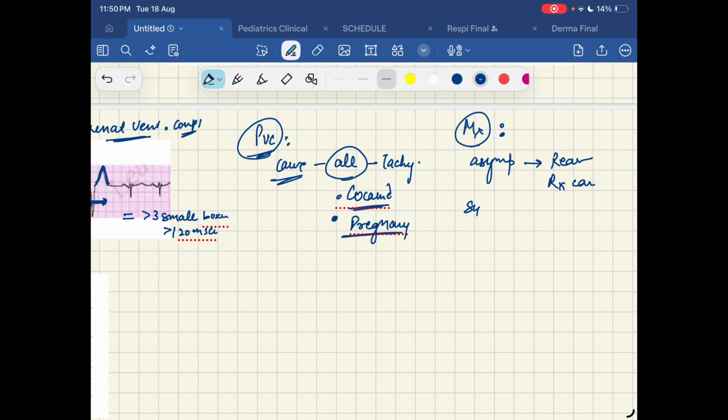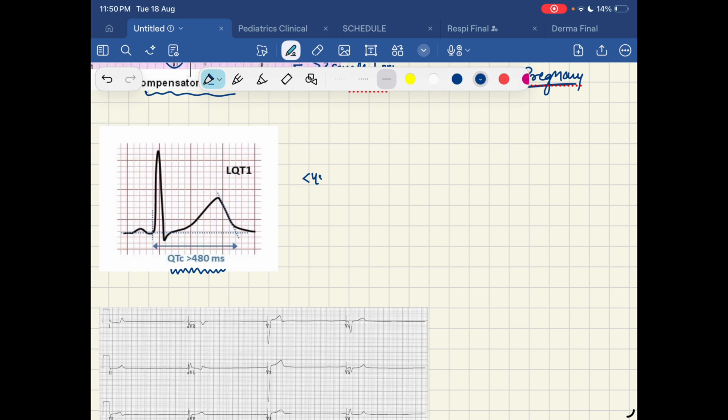And another important ECG is this. What's interesting about this ECG is that the QT is very prolonged. Normally the QT has to be less than 480 milliseconds, but this is very prolonged. So if the QT becomes more than 480 milliseconds and there is a broad based T, right? It's not tall, but it's a broad based T, and this is called congenital QT syndrome, long QT syndrome.